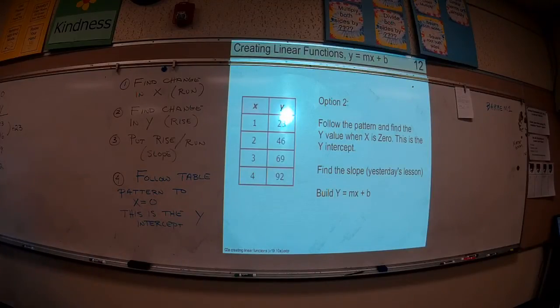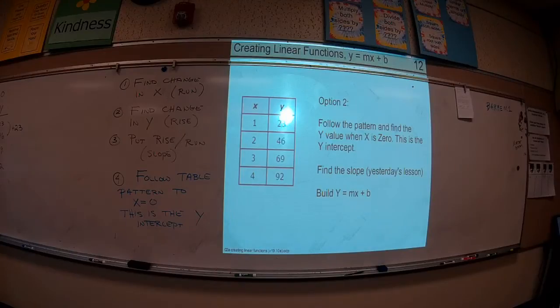Follow the table pattern to x equals 0, because that's what we're doing. We're just following the pattern. I'm not saying it's perfect. You can count backwards too, but it's not always going to be counting backwards. Sometimes these are going to be going up when you go that way. So it's not forward or backwards, it's following the pattern until you get to x equals 0. Cool. So we found our intercept.